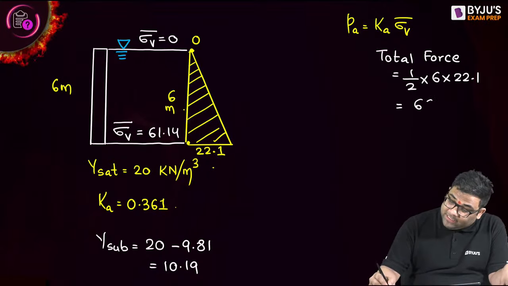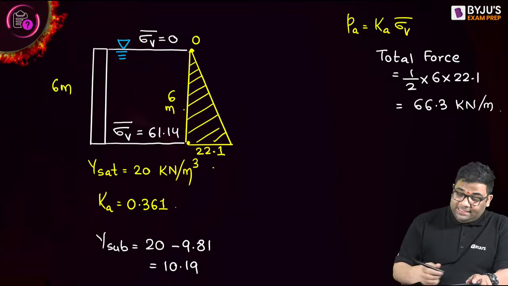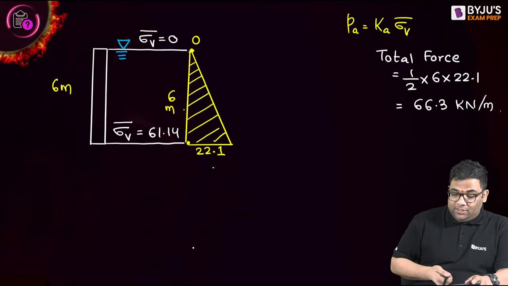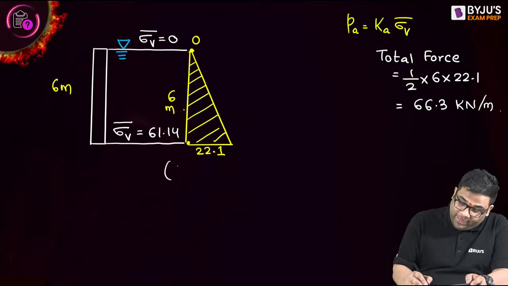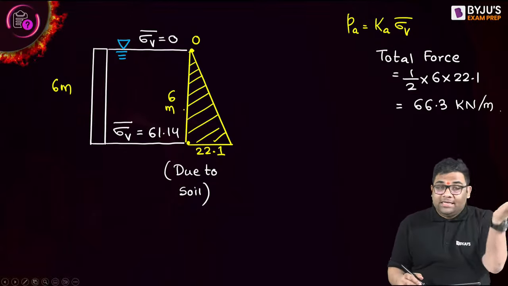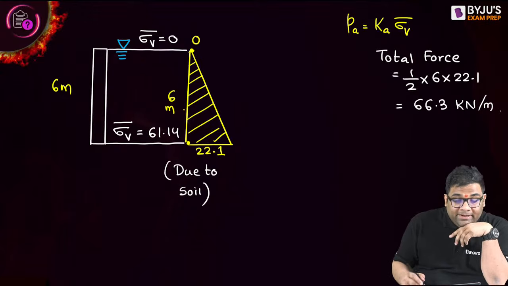I am getting 66.3 kilonewton per meter. But this is not the end. You see, this is the earth pressure only due to soil. But we have water also, right? In the earlier case, water was not there. Here, water is there. So, water pressure will also come into picture.